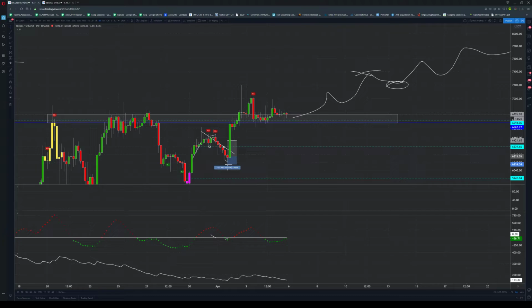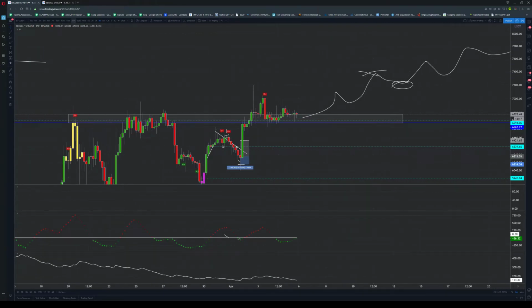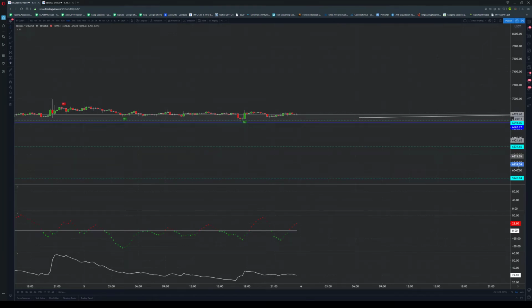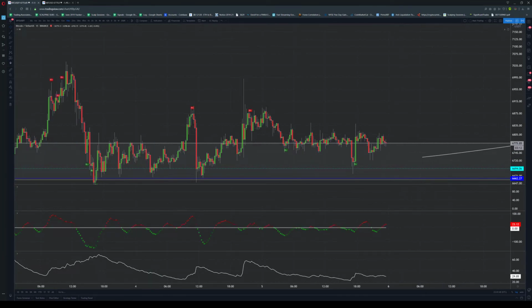Luca, the long I took on the 15-minute the other night. Which one? I don't. Or do you mean the example I was just going over? Fuck, I'm trying to remember.